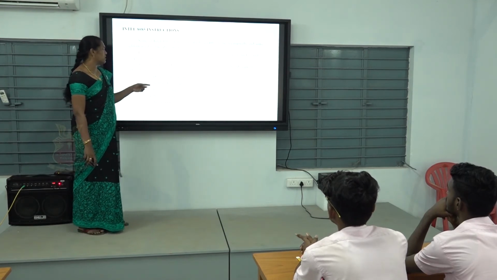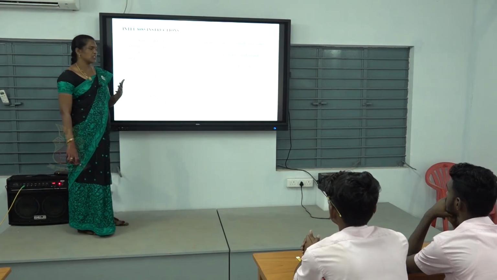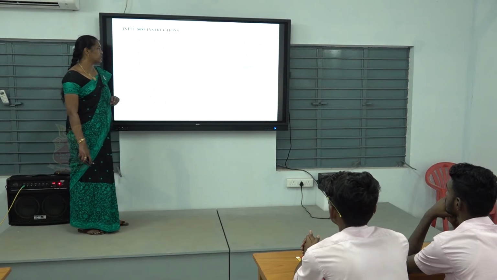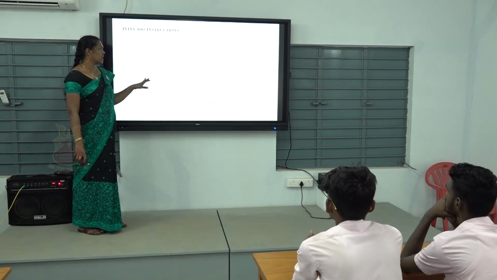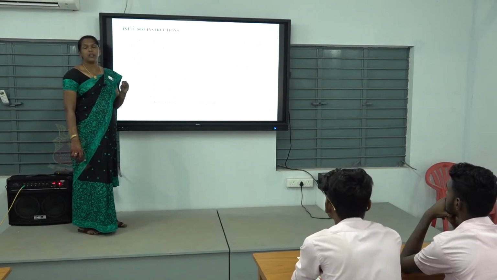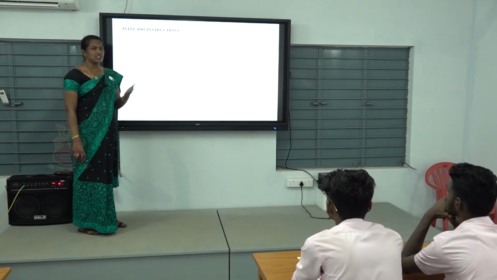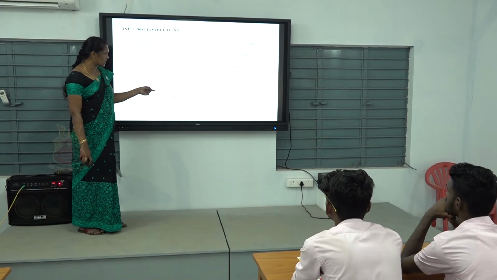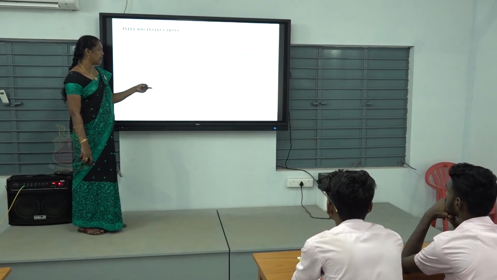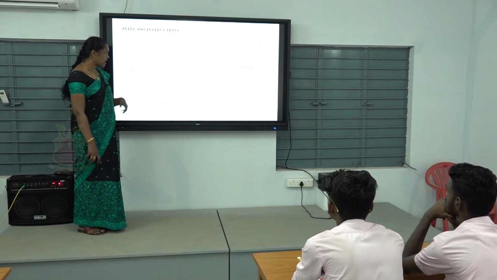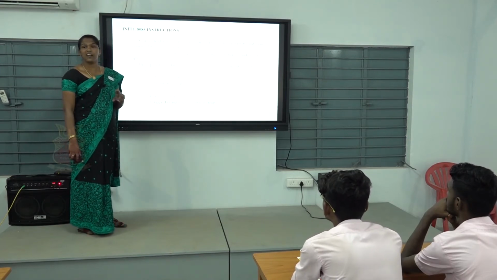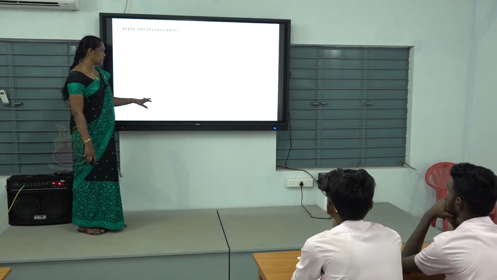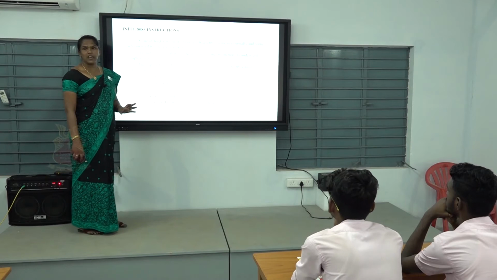Then the arithmetic group: arithmetic means addition, subtraction, multiplication, and division. In the 8085 microprocessor, it can perform only addition and subtraction. Multiplication and division are done by repeated addition and subtraction. Then the logical group, where AND, OR, NOT, and exclusive OR operations are done. Then the branching group, which has two categories: conditional and unconditional.